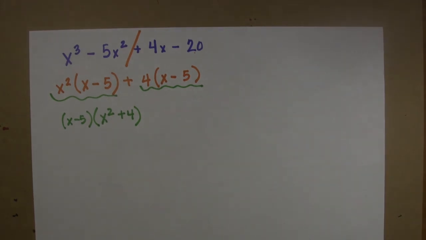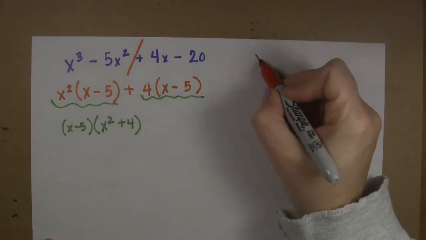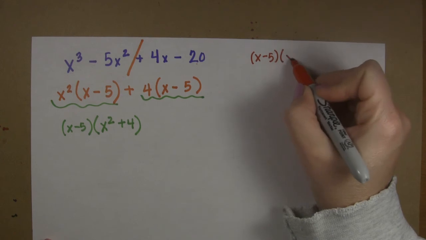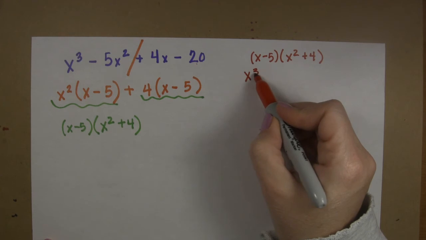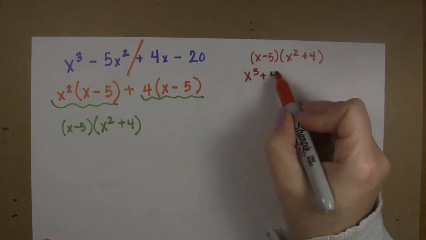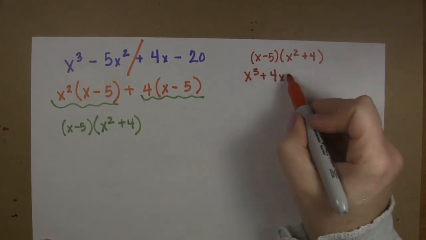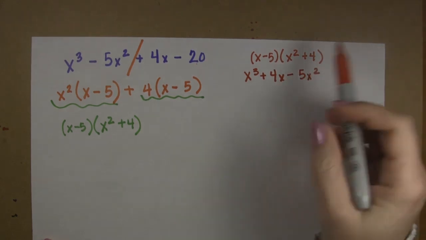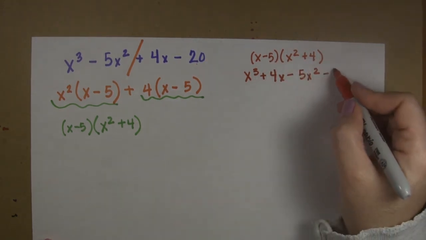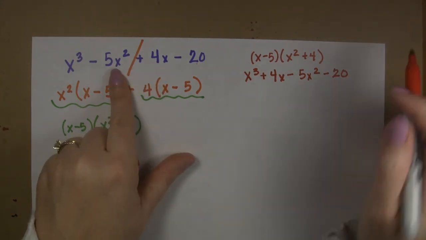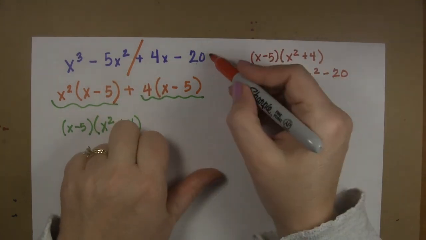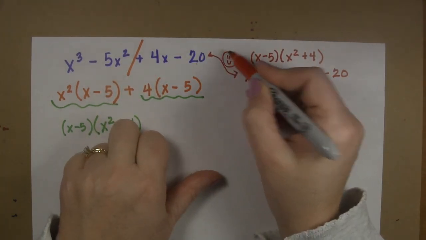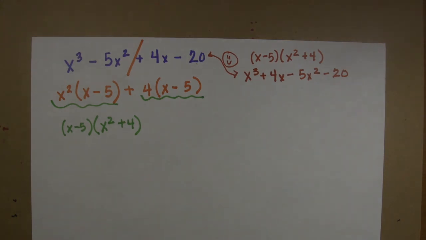And again, because it's hard to visualize all of this, I'm just going to come over here and prove it to you that this works. x times x squared is x to the third. x times 4 is 4x. Negative 5 times x squared is negative 5x squared, and negative 5 times 4 is negative 20. You can see that other than these two being flipped in a different order, it's the same problem. So it checks.